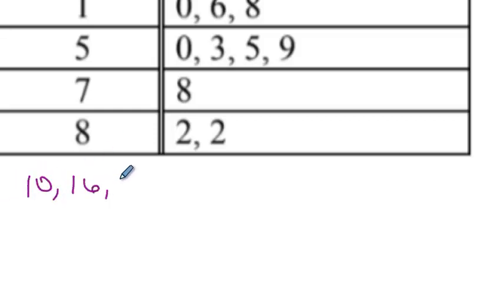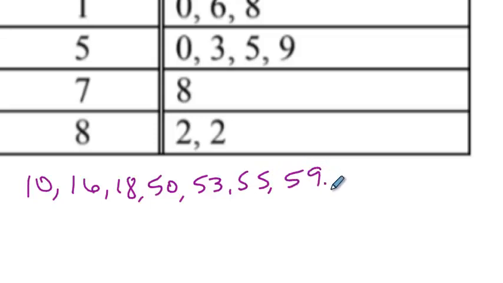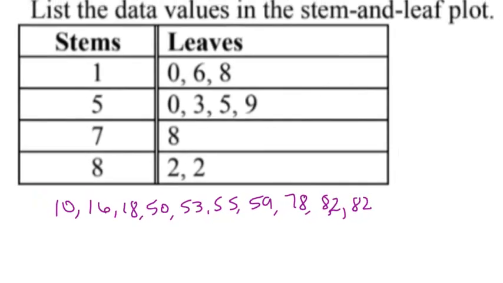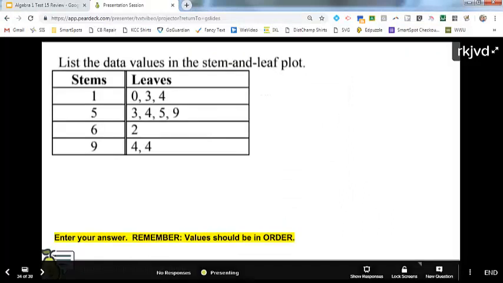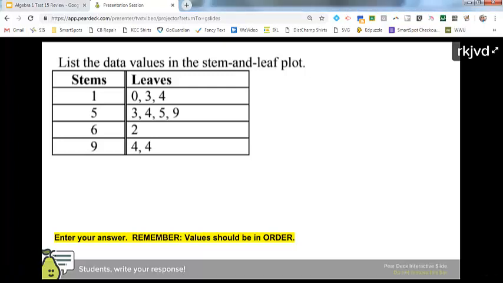So 10, 16, 18 is the first line. What's the second line? 50, 55, 49. Next line? 78. Oh my gosh, hold on, sorry. Okay, 78. Next line? 82. Okay. So at this time, that's right. Glad you can see the pattern. It's a good math skill.